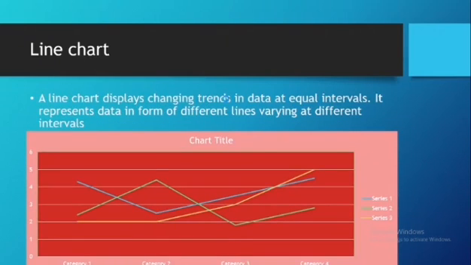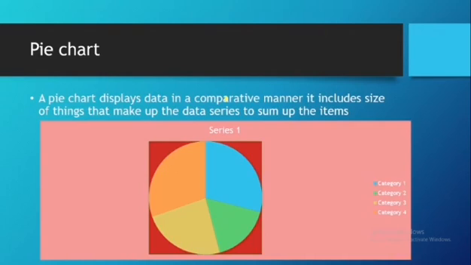After this line chart, we have another type of chart, the pie chart. A pie chart displays data in a comparative manner. It includes the size of the things that make up the data series to sum up the items. It means that it is given in percentage form. Maybe you have seen this type of chart in newspapers, where it is shown which party in an election has secured how many votes and all that.